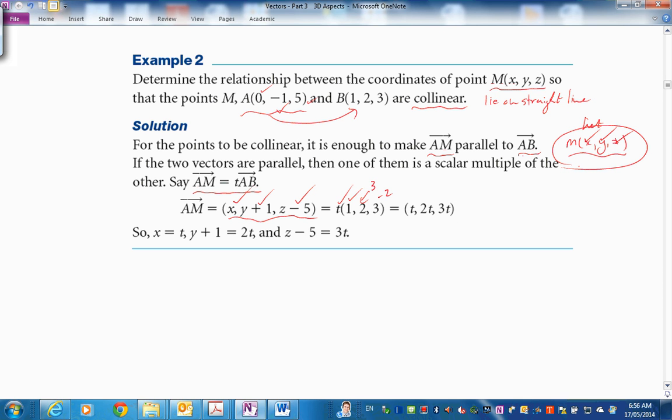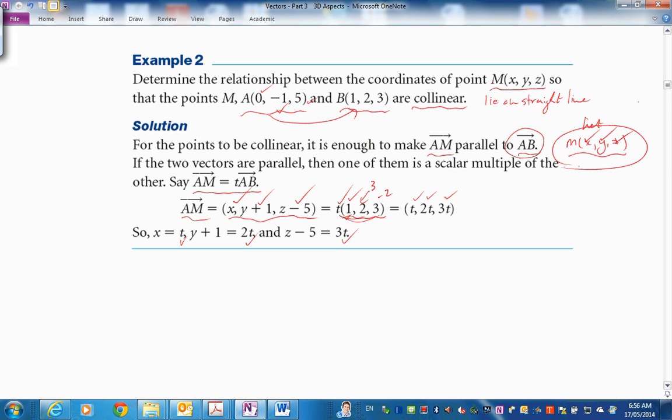Okay, so just notice here, they're working with AM being T times AB. That should be AB. It's not. It's OB, isn't it? Okay, well anyway, we'll leave it at the moment, but let's work out what's happening here. When you multiply T by each of these, that's your vector. So you can say X must be T, Y plus 1 must be 2T, Z take 5 equals 3T.